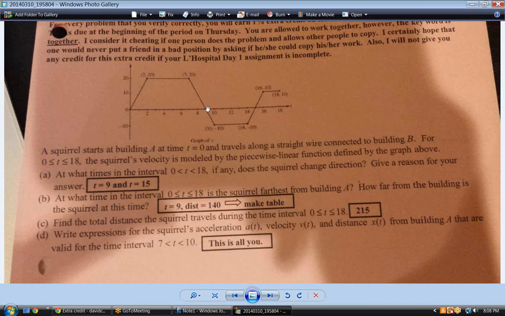It's 140. The squirrel starts right off going one direction for 140 feet. Okay, then it goes the other direction. So the total distance traveled in the other direction is the area of this trapezoid. What is the area of that trapezoid? 4 is the base, 9 to 15 is 6, the average base is 5 times 10, 50. So it goes 50 feet back the other way, but the total distance traveled from here to there is 140 plus 50.